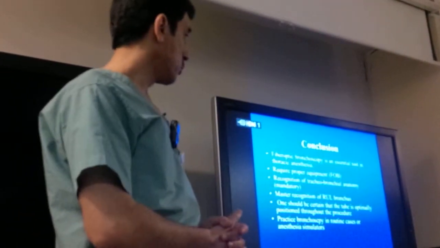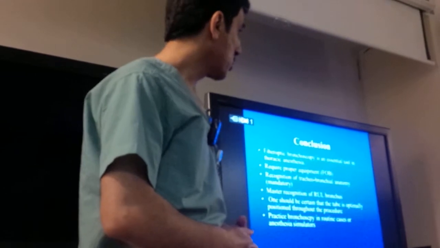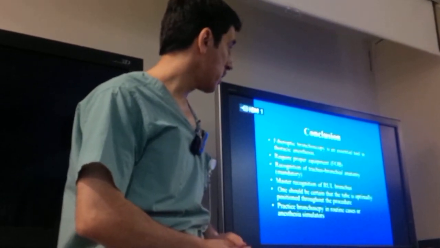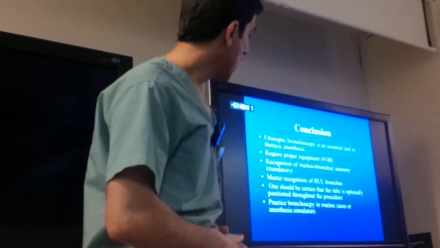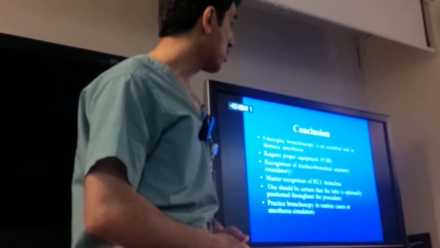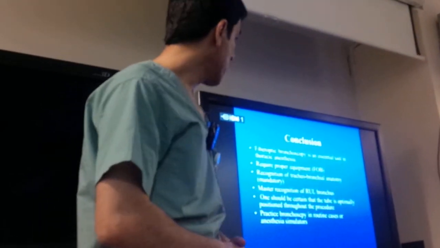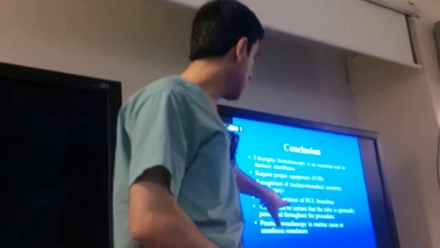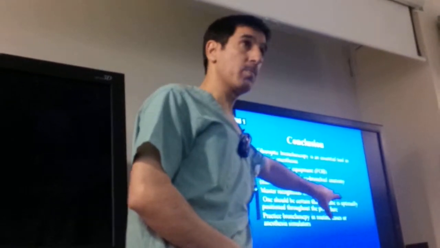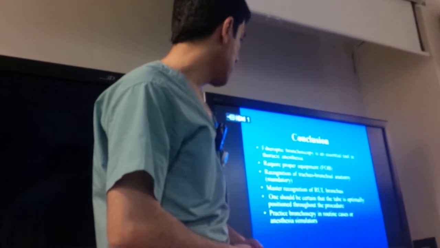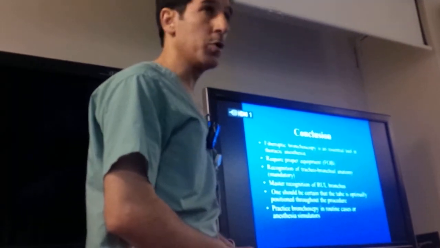Now I'll come to the conclusion. Fiberoptic bronchoscopy is an essential tool in thoracic anesthesia. It requires proper equipment, which we have. We have to recognize the tracheobronchial tree, and we have to learn it. And we have to master the recognition of the right upper lobe bronchus. One should be certain that the tube is optimally positioned throughout the procedure.